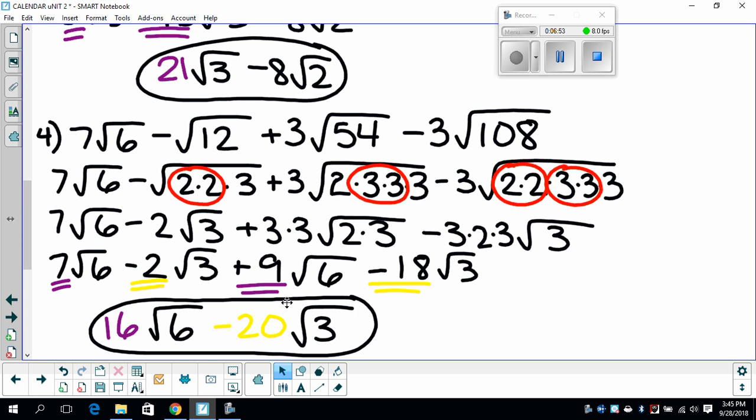So when we combine our coefficients that match with the matching radicands, we get 16 times the square root of 6 minus 20 times the square root of 3.